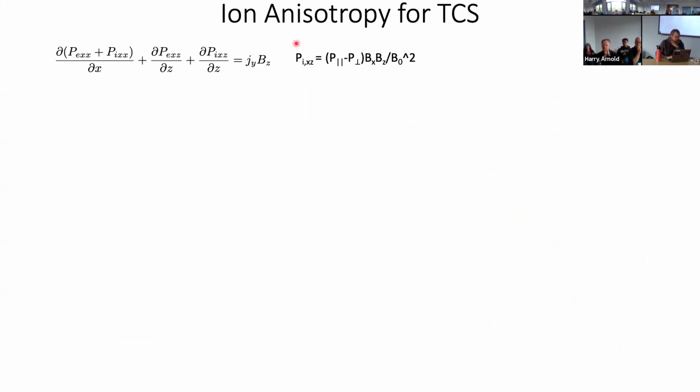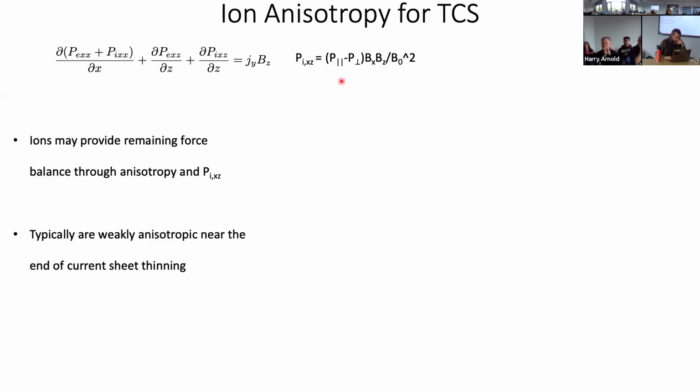So if you look at the force balance and you're just trying to balance your J cross B force with the divergence of the pressure terms, this is the equation that you arrive at. For gyrotropic plasma, you can fairly straightforwardly write down this off-diagonal pressure component. This is the ion pressure XZ, which has this dependence on the parallel and perpendicular pressures. So it's gyrotropic but anisotropic. So if you have anisotropy, you might be able to contribute to this term in your force balance, right? So we've already determined that these terms over here are insufficient, but maybe with ion anisotropy, we can do that.